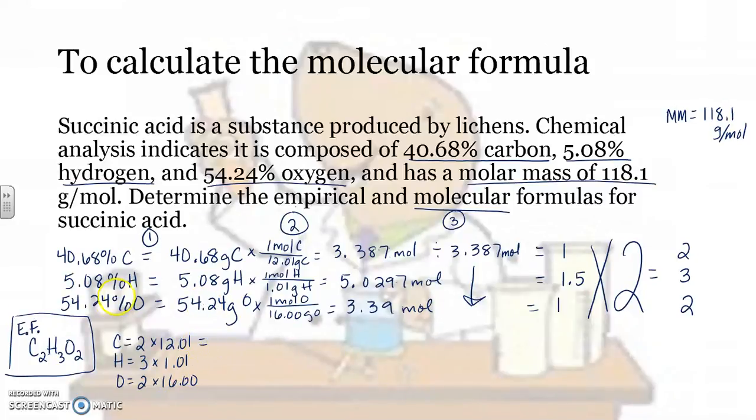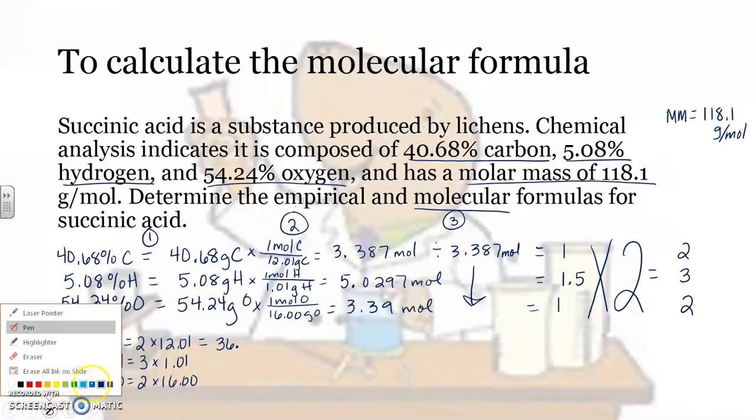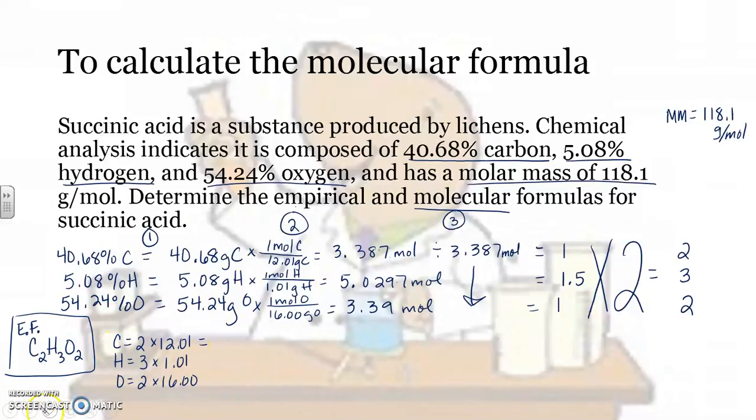All right, I can't think right now. Oh my gosh, what am I thinking? I can't even figure out what 12 times 2 is. Okay, 24.02, 3.03, and 32. Okay, 24.02 plus 3.03 plus 32 gives us 59.05. That's the formula mass of the empirical formula.